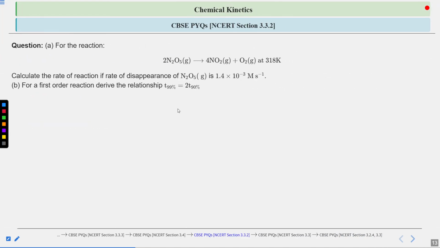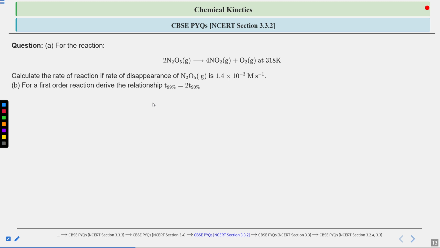So this is also a CBSE PYQ, and this is covering the NCERT section 3.3.2. The question has two parts. First of all, for the reaction 2N2O5 converting to 4NO2 plus O2 at 318 Kelvin, calculate the rate of the reaction if the rate of disappearance of N2O5, which is our reactant, is given as 1.4 times 10 to the power minus 3 molar per second.